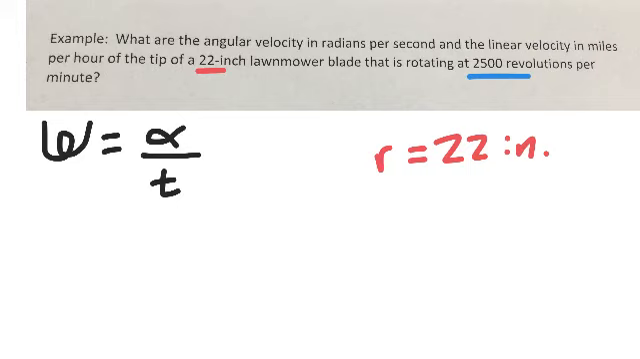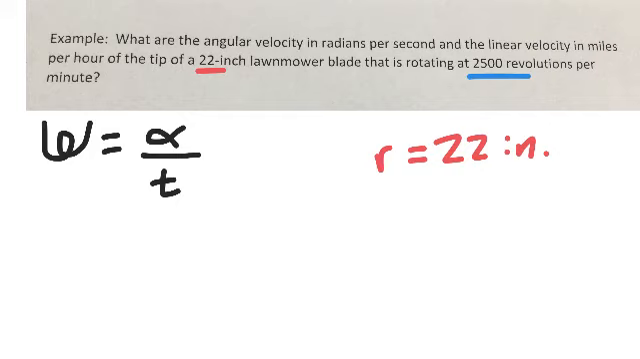So what is a revolution? It's a full rotation around the circle. So it went all the way around the circle 2,500 times. So is that the angle? No, that's just telling me how many times it went around. So think about this. If I went around the circle one time, what would be my alpha? What would be the angle that I rotated? 2 pi. So for every revolution, that's 2 pi radians.